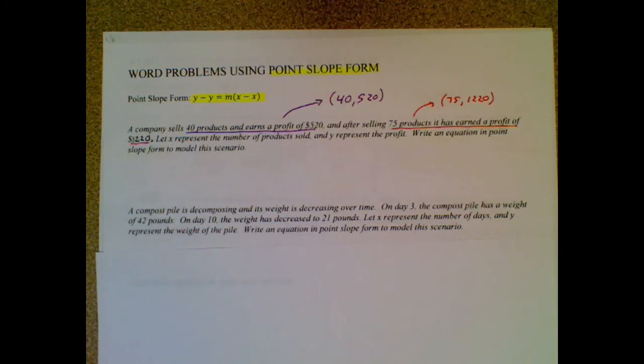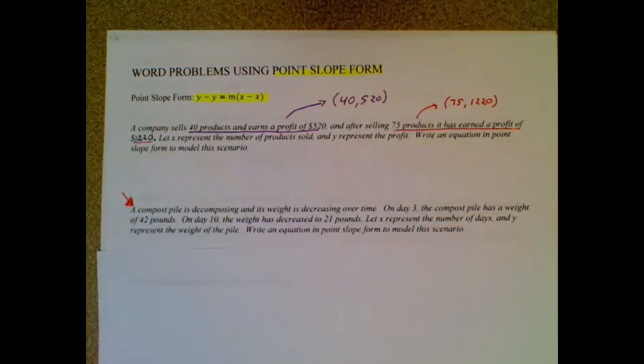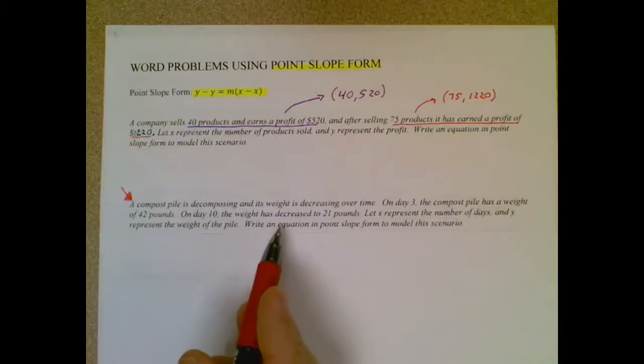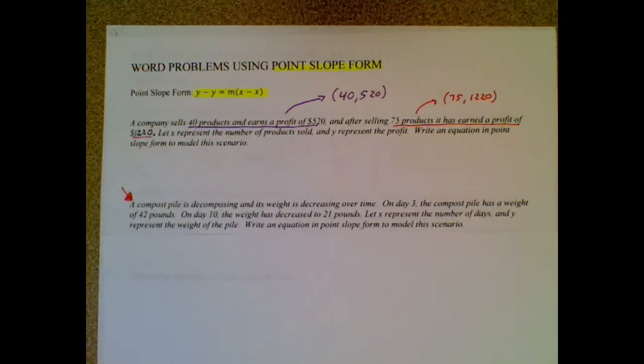Okay, now that you're done with that first scenario, we have a brand new scenario right here. And now it might be a little bit easier for you to read through there and come up with two ordered pairs. So see if you can pause the video, read this scenario, and come up with two ordered pairs just like I did in the previous problem up here.